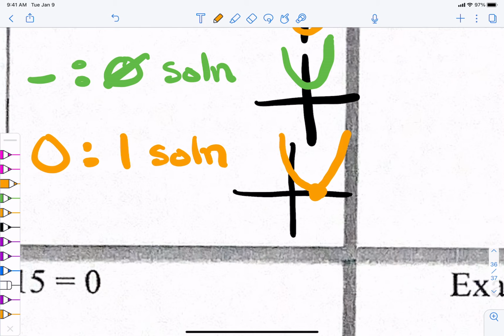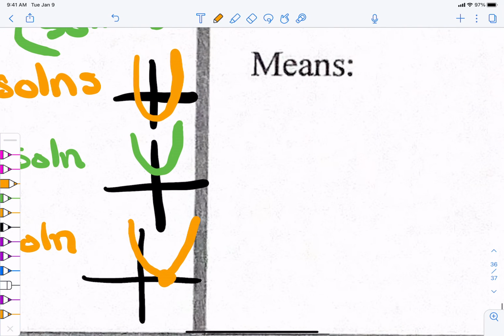So we can only have 0 solutions, 1 solution, or 2 solutions. Can you have 3 solutions for a quadratic function? No. In order to have 3 solutions, it would have to turn around and come back down, but that's not a parabola anymore, is it?